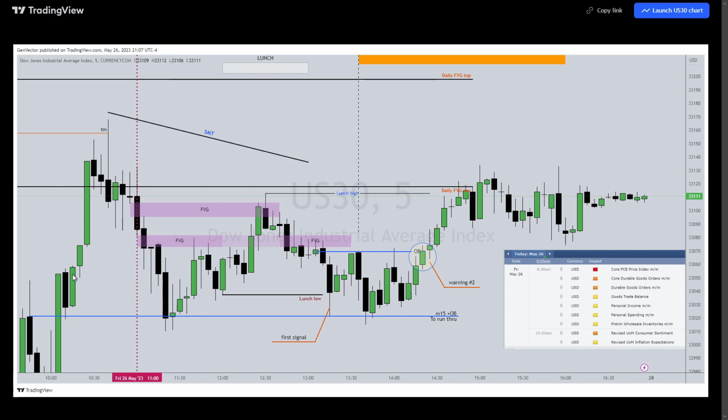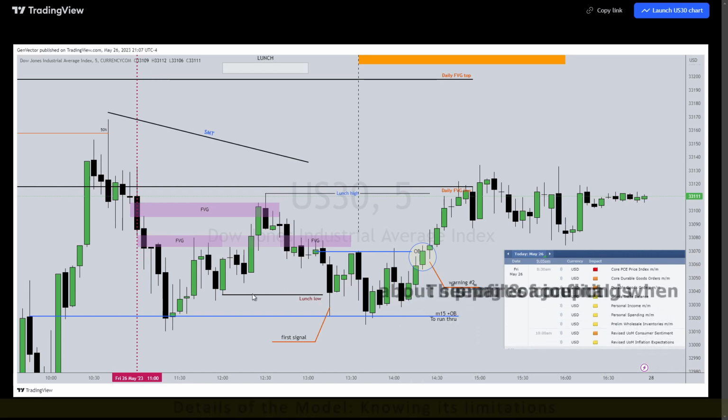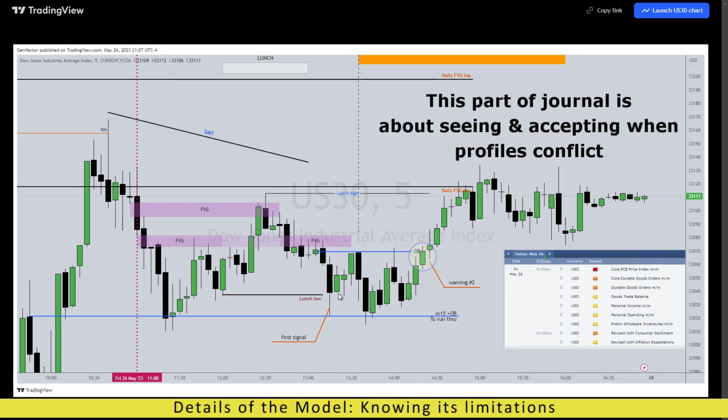Now, if this were considered to be an AM rally, PM decline, or PM reversal model, we'd be looking for price to be kicking up into a 50-minute array. There was an SMT, but there's something that I've been using, which is the lunchtime low, as a warning sign as to whether or not a profile will play out or not.